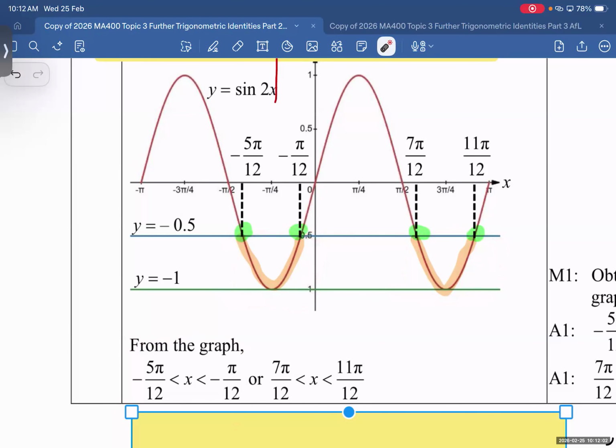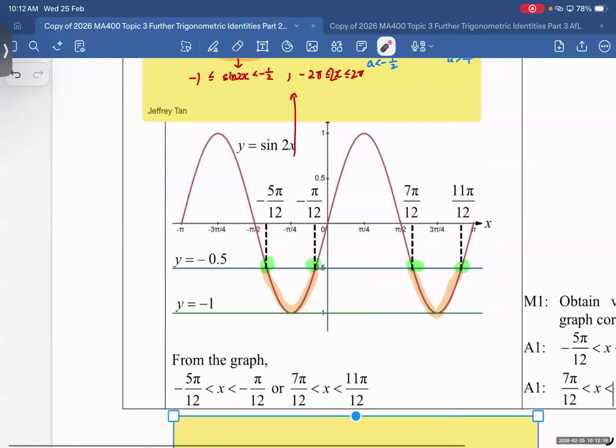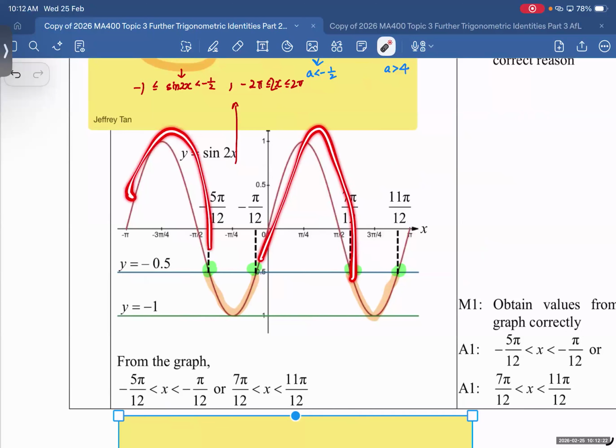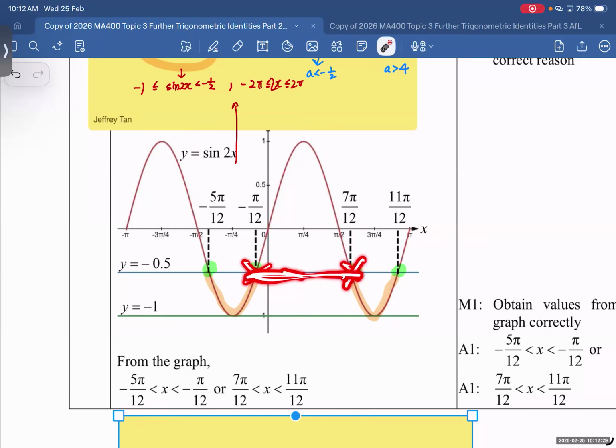What is important to you are these 4 points. The one that comes out, not outside. Meaning something like this. You see, if you want this one, then I will still need these 4 points. Fair enough, because you need to know your boundaries. So these 4 points are critical to you because they give the endpoints of your answer.